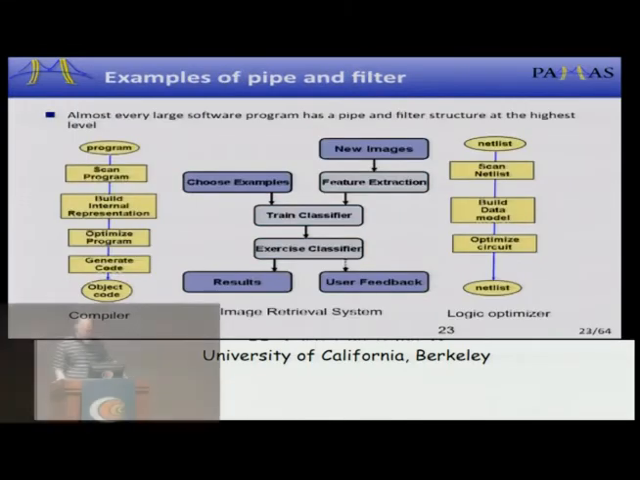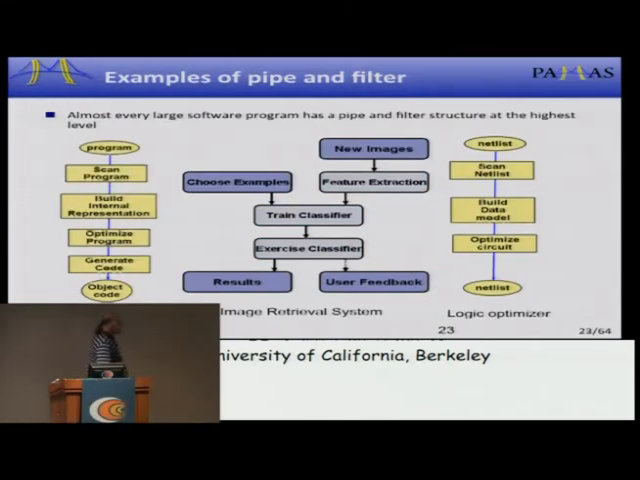Okay. So yeah, that's my favorite. You take a program, you scan it, you build the internal representation, you optimize it, generate code, object code. At the high level, this is a pretty realistic view of how a compiler works. This is a logic optimizer, a world that I know well. This is pretty much how it works. Here's an image retrieval system.